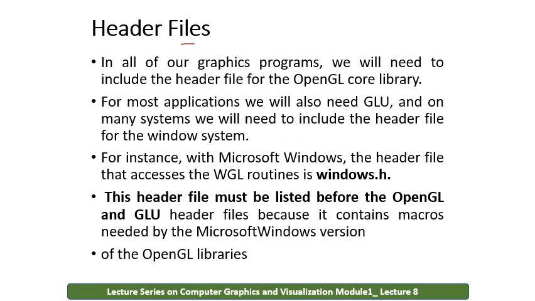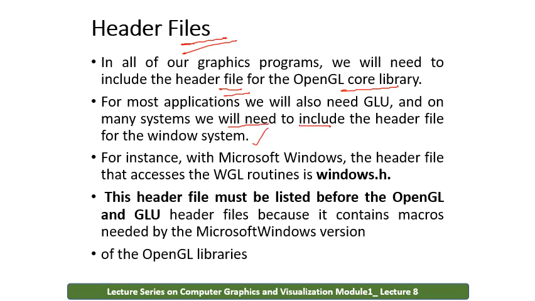Now we are going to see, once you have installed GLUT, what all is available with the OpenGL Utility Toolkit. The first and foremost thing is the header files. In all our graphics programs, we need to include the header file, because we are going to write a C++ program to create a graphics application. So we need to include the header file for the OpenGL core library. For most applications, we will also need GLU, and on many systems we will need to include the header file for the windowing system.